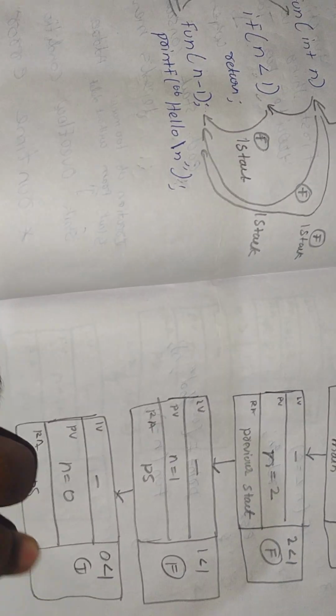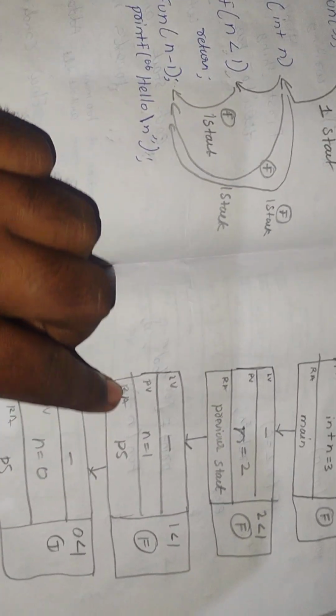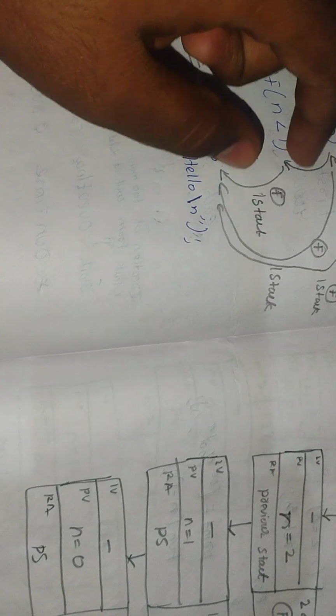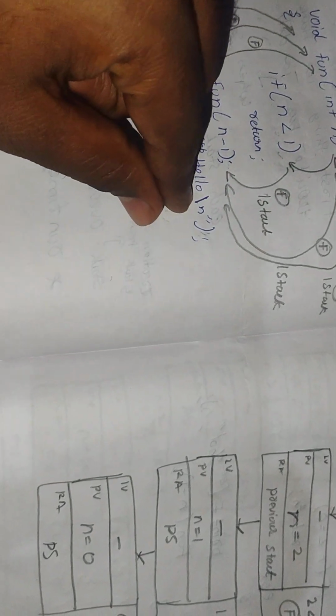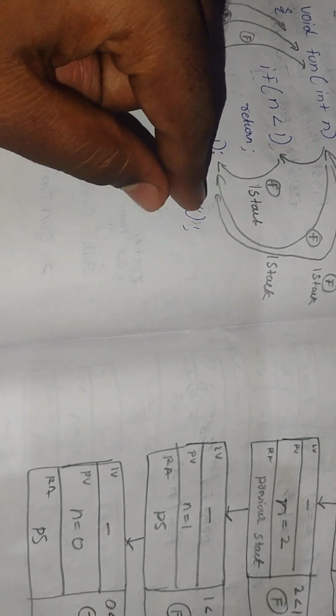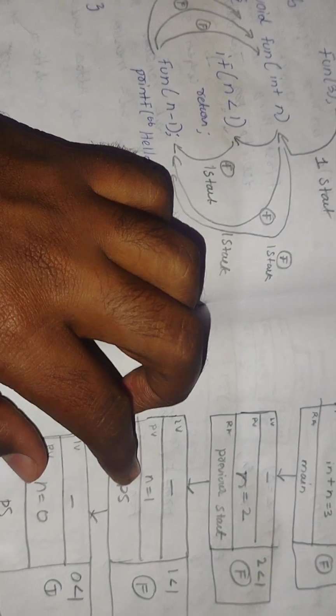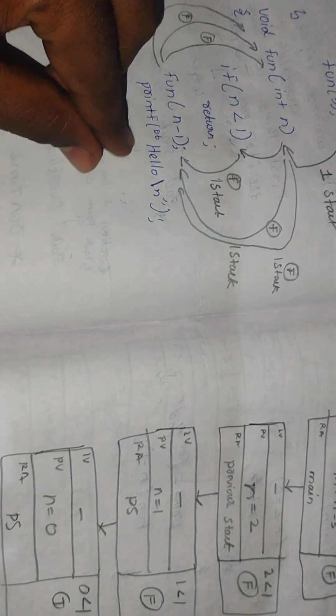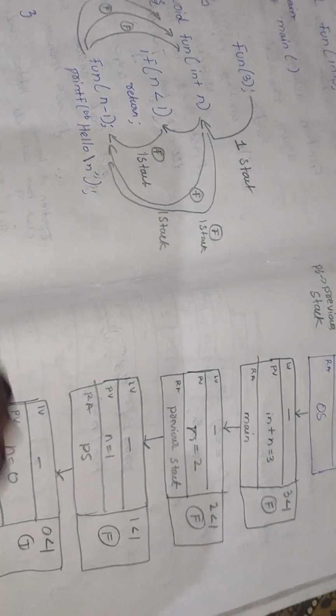What actually happens is this stack will be cancelled. Again it comes to this line, right? So one hello will print, and this stack will be deleted, and again it comes to this hello, and hello will print, and then again hello. So this is how a recursive function works.